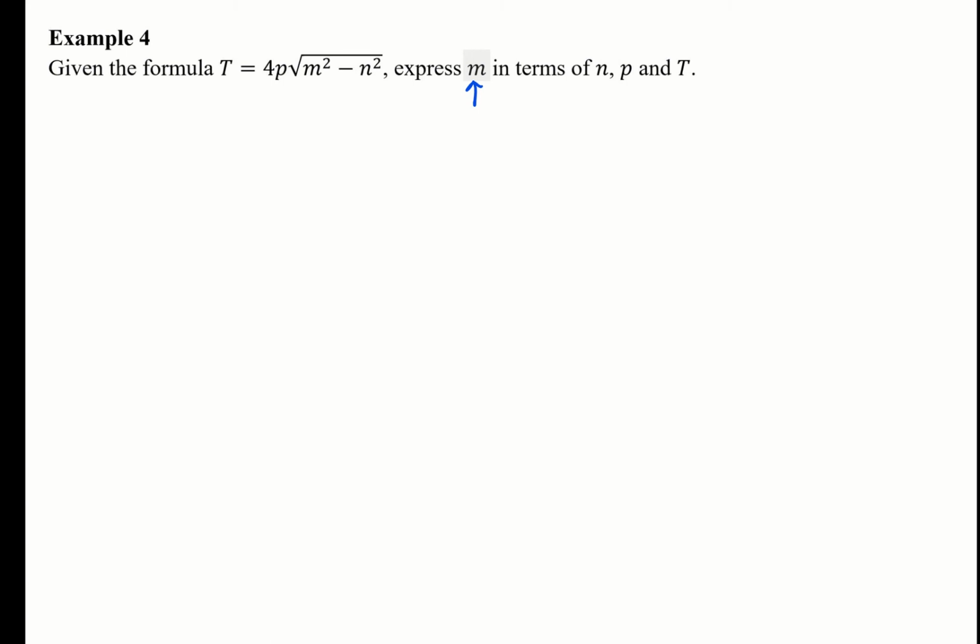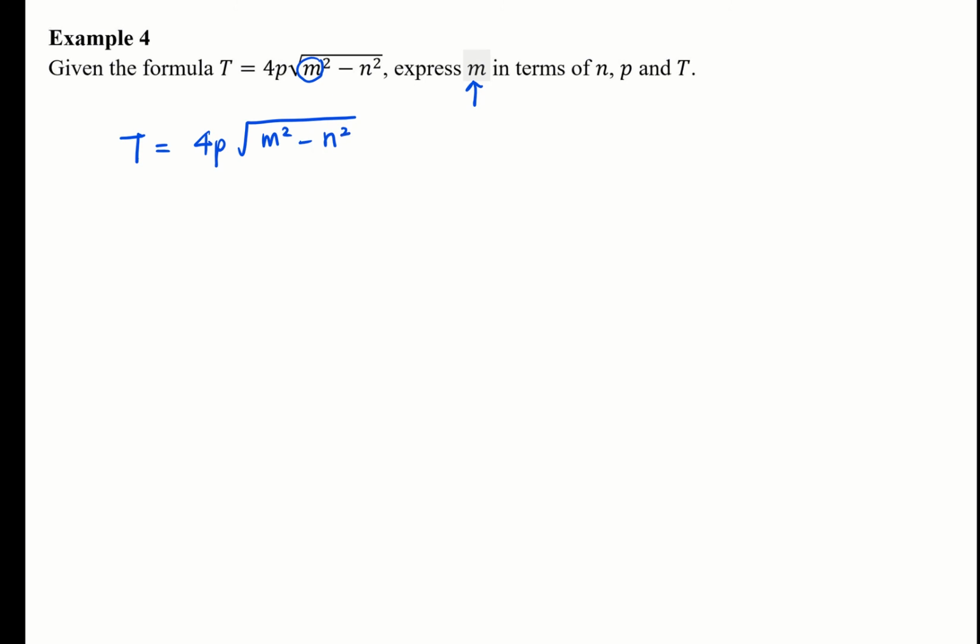Okay, so let's locate your m. Where is it? Your m is stuck here. Goodness, we're going to have to save the m from everything else around it. All these 4p and all these n squared have to go. So let's write down the formula first. t equals 4p multiplied by the square root of m squared minus n squared.